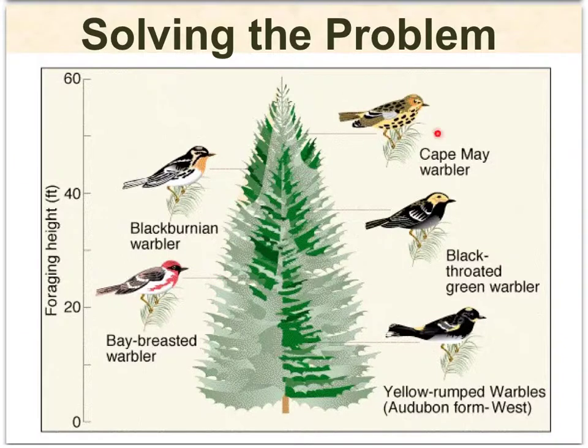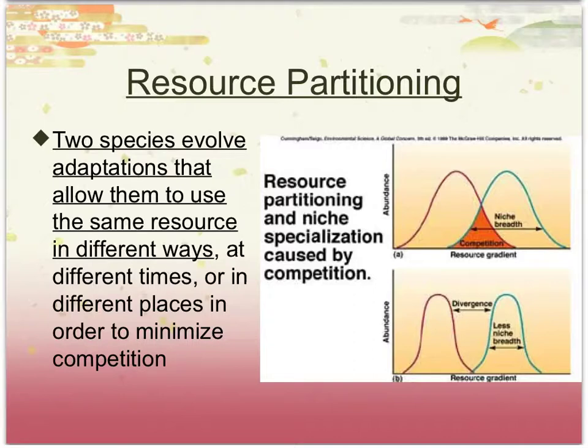And the Cape May warblers did even better if they foraged higher up, and over time they partitioned this particular resource. So each species' niche was just a little bit smaller, and they were able to survive because they weren't competing within the same area as another species of warbler. So this is called resource partitioning. It's a way of getting around the competitive exclusion principle.